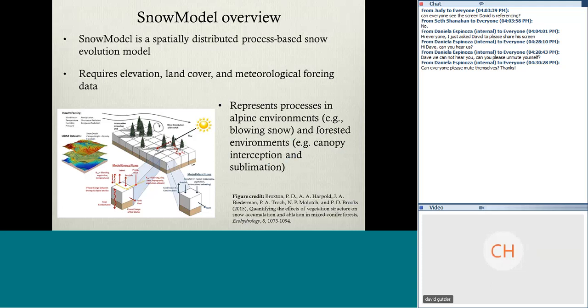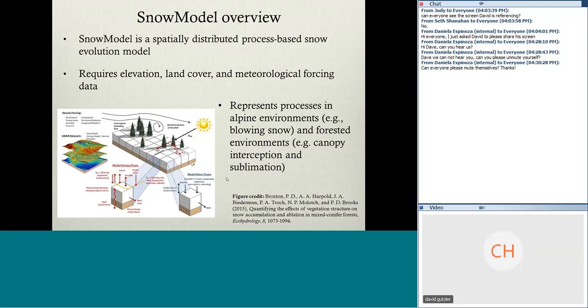To give a real quick overview of the snow model that we've developed, it's called SnowModel. It's a spatially distributed, process-based snow evolution model. This little figure down here is a nice representation of physically based snow models. Essentially they're run on a grid, and you can specify how fine or coarse the resolution is, but it uses a combination of elevation, land cover, and meteorological forcing data. For every grid cell in your domain, it calculates the energy balance throughout the season.